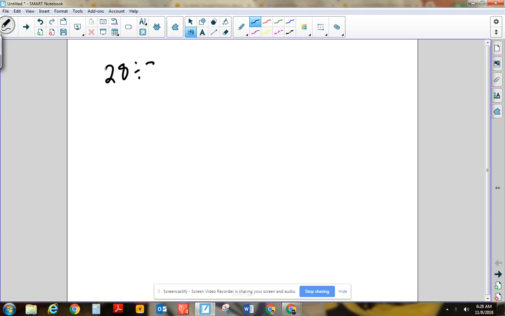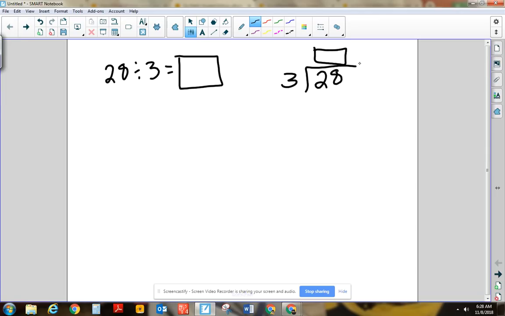Before we get into how to make these models, how to make these drawings, and getting into the work, I want to review a couple of things about this equation. So 28 divided by 3 equals something. It's also important that we write it the other way. So we're going to do 28 divided by 3. And it's going to give us a quotient. And today there's going to be something left over, a remainder. And we'll talk about that here in a second.